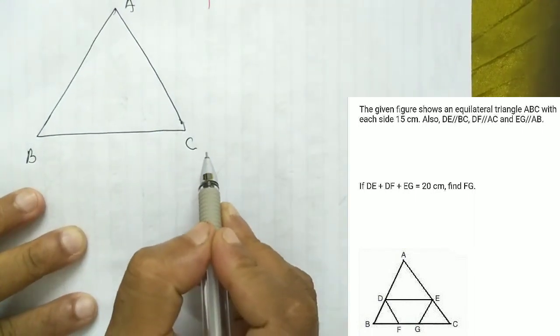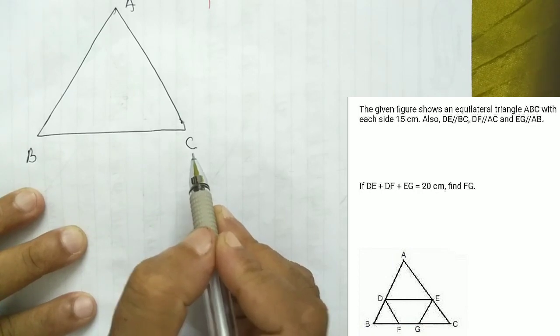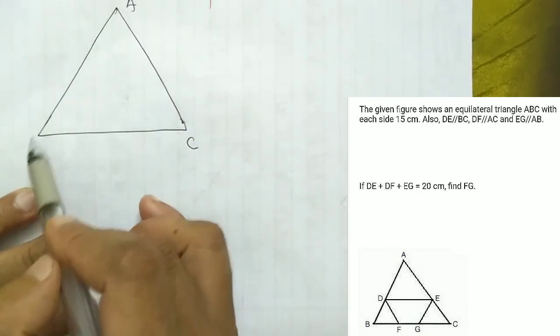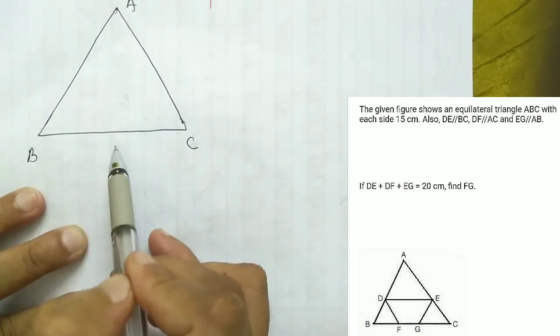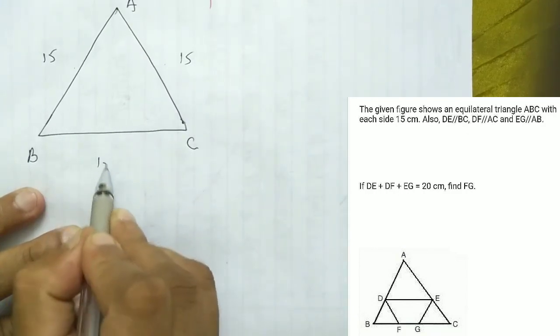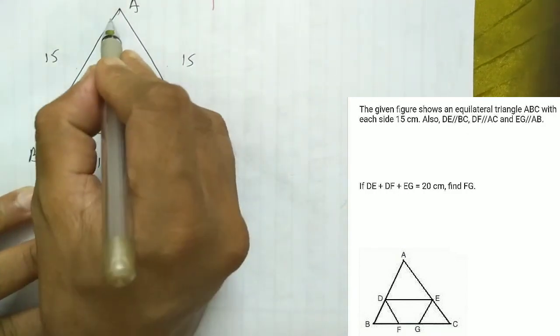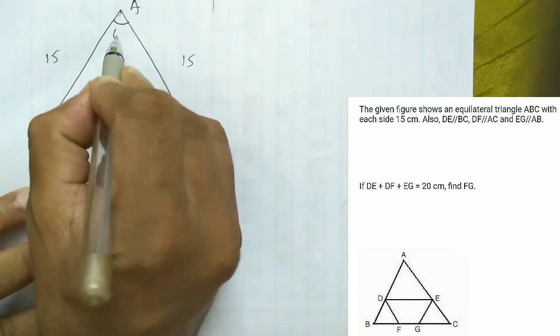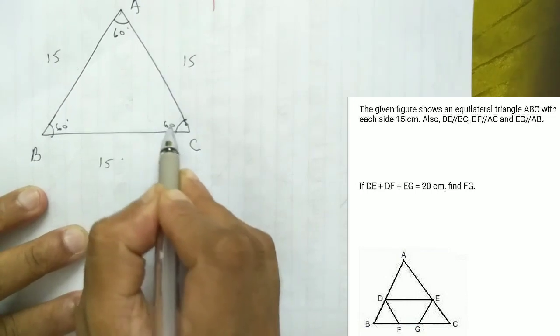ABC. Fine. Now it's given that, let us first discuss this triangle. ABC is an equilateral triangle. That means this side and this side are equal, and this side is given 15, this is 15, this is also 15. Fine. And we know that in an equilateral triangle all the angles are 60 degrees. So this is 60, this is 60, this is also 60.